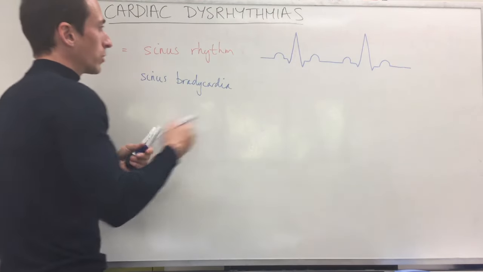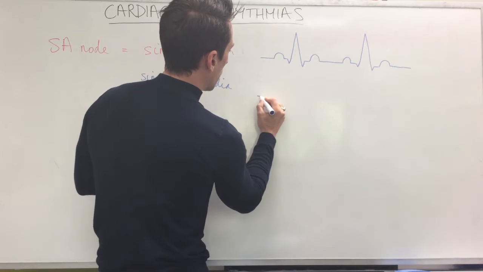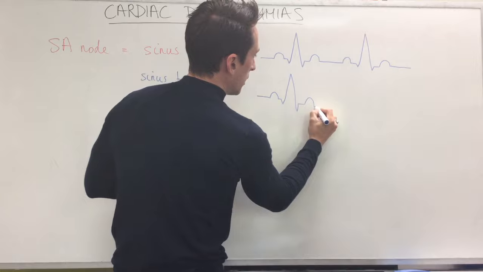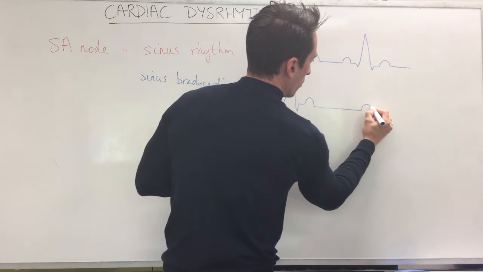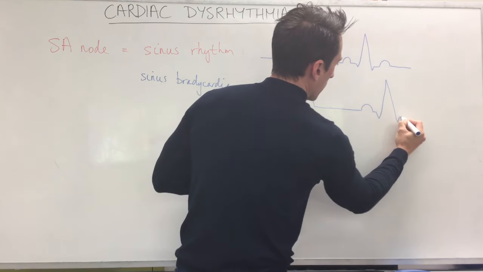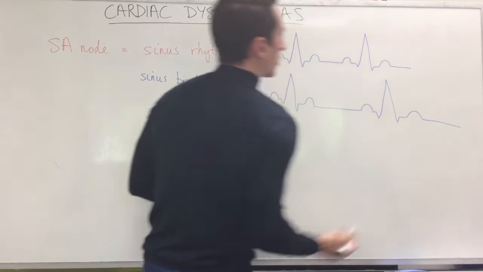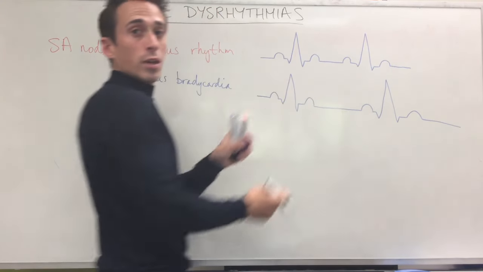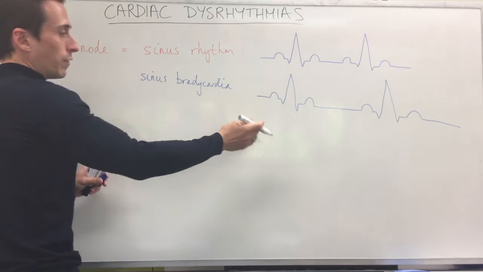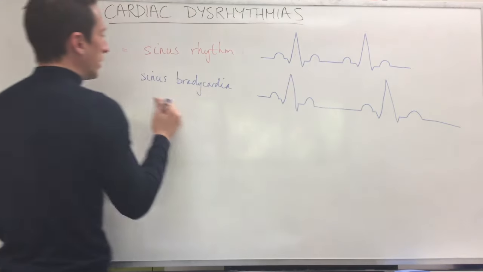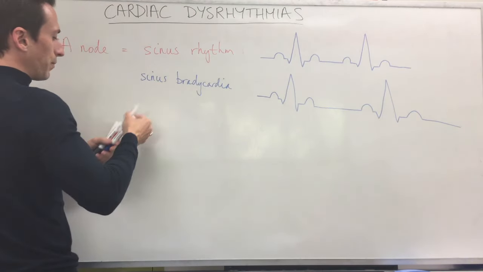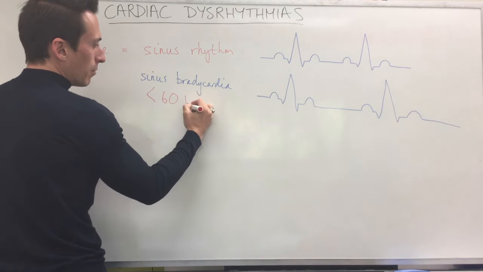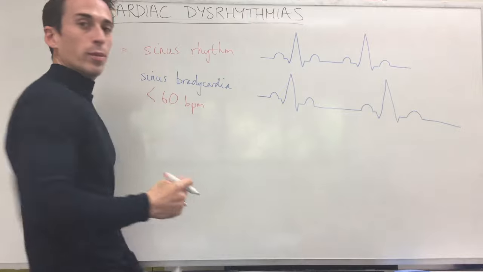So what you find with sinus bradycardia is you'll have your P, Q, R, S, T, P, Q, R, S, T, and you can see that that P to P interval is a lot longer than in the normal sinus rhythm. In actual fact, what you'll find is that sinus bradycardia, by definition, is less than 60 beats per minute.